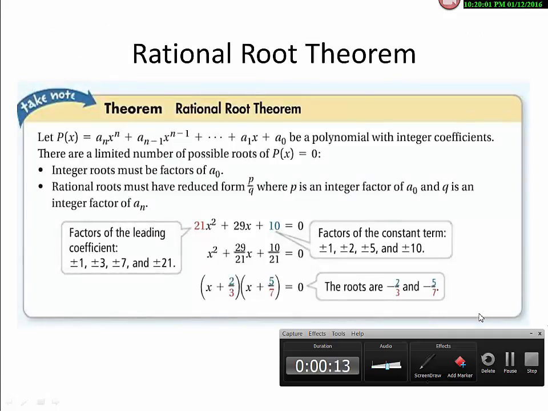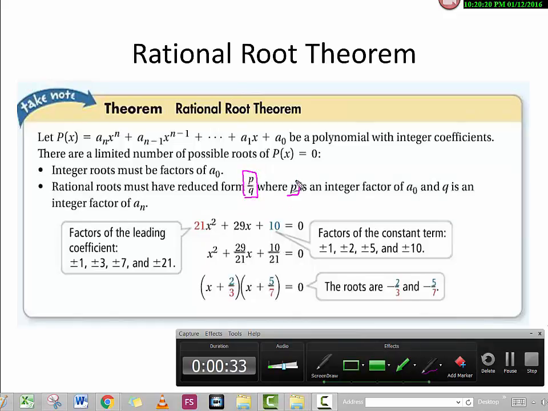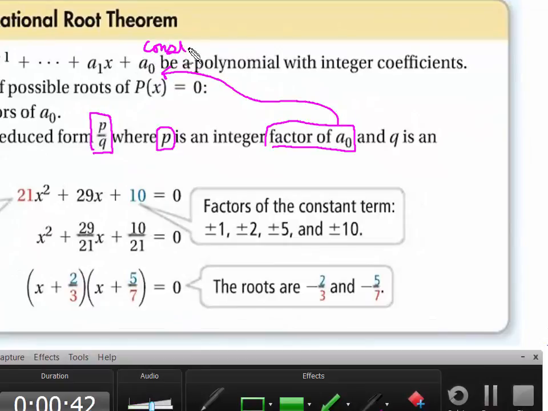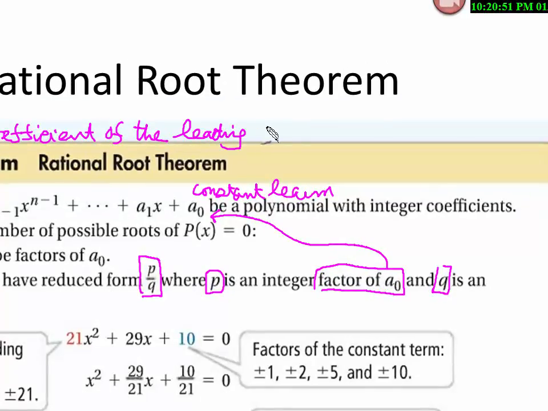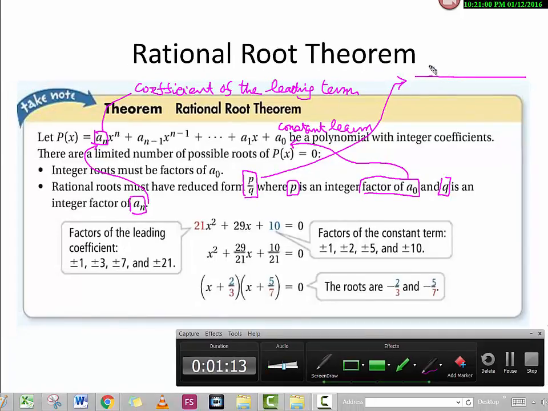According to the rational root theorem, it says p over q, where p is the factor of a0, which is the constant term, and q is the integer factor of an, which is the coefficient of the leading term. So p over q is basically the factors of the constant term over the factors of the coefficient of the leading term.